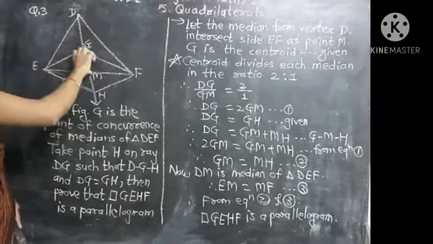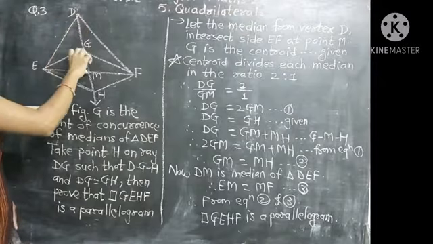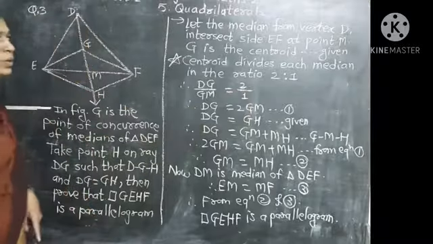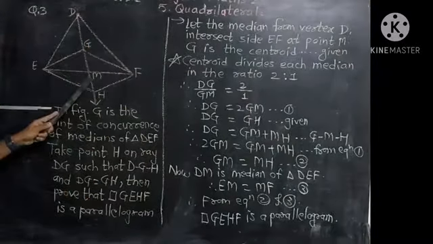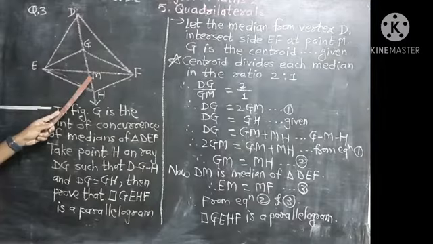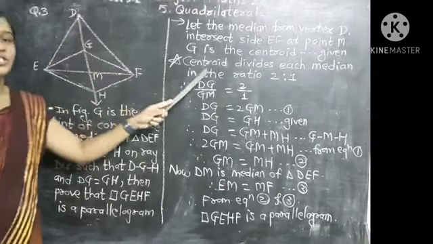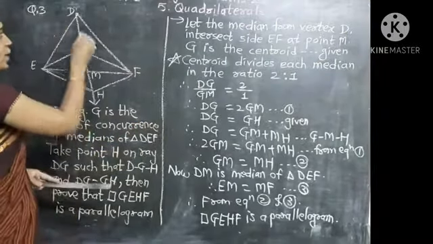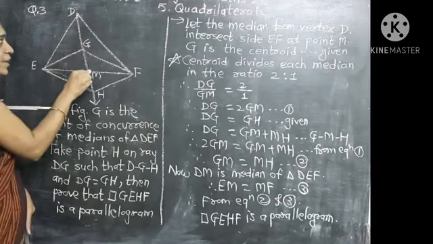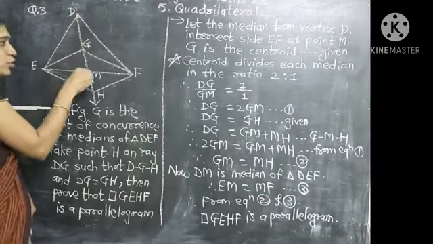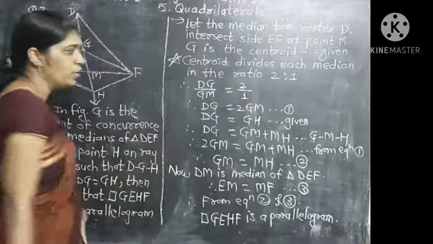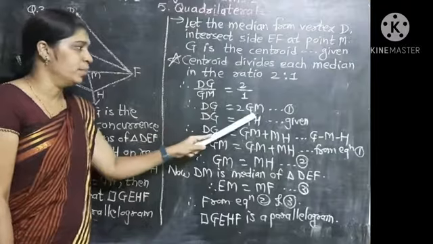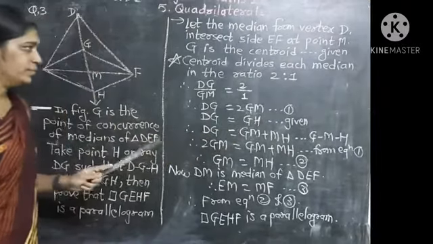What will the ratio be? It will be 2:1. DG upon GM is equal to 2:1. Okay, understand? Take point M, name it M, and write the property of centroid. According to the property of centroid, here the median is DM. Therefore, DG upon GM is equal to 2/1. Cross multiply. DG is equal to 2GM. This is equation number 1.